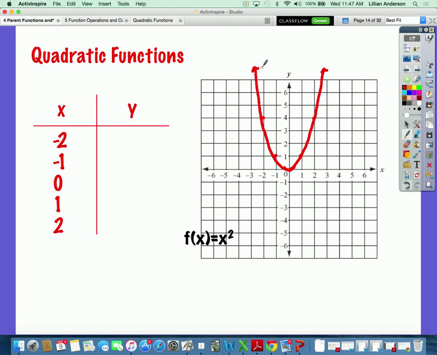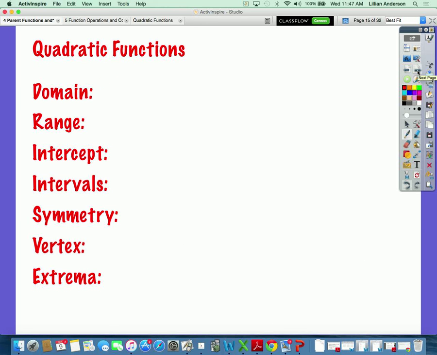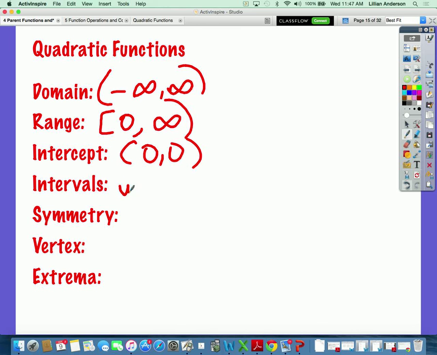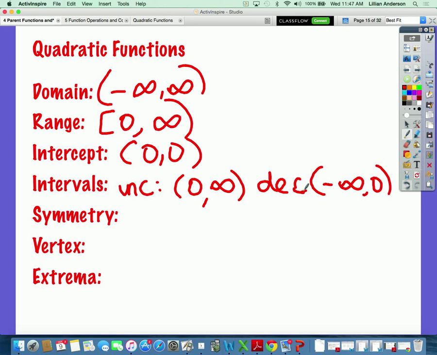Last but not least, is there symmetry? Yes, and it is the y-axis, making it what type of function? Even. Good. Did I cover everything? I think I did. So, negative infinity to infinity, 0 to infinity, 0, 0. Where was it increasing again? I forgot. I wanted to see if y'all were paying attention. 0 to infinity, and it's decreasing where? Symmetry, we said it was y-axis, making it even.